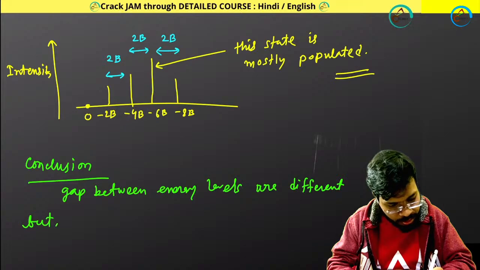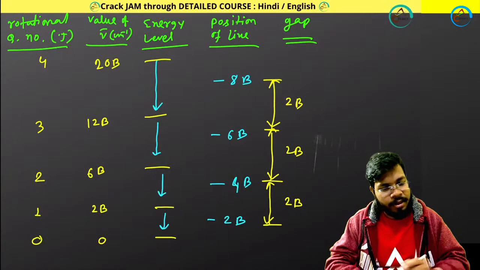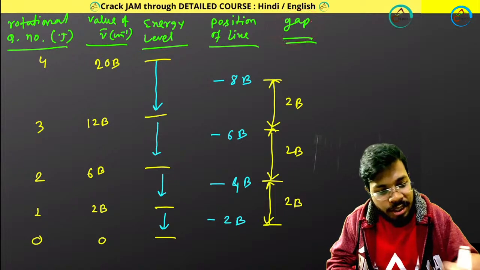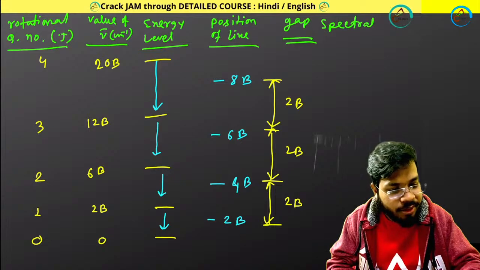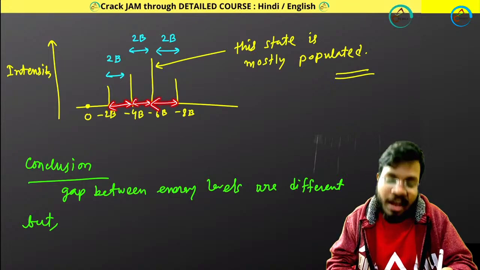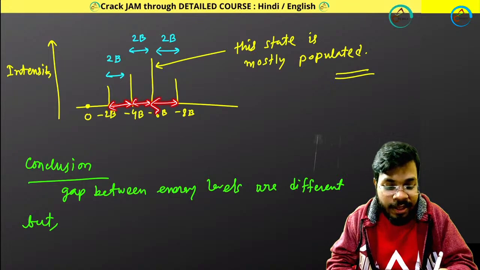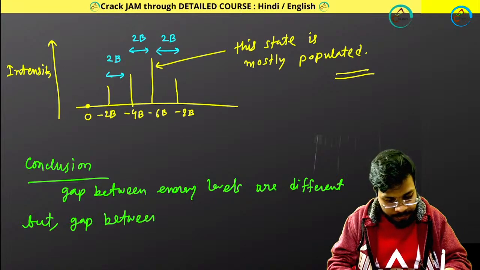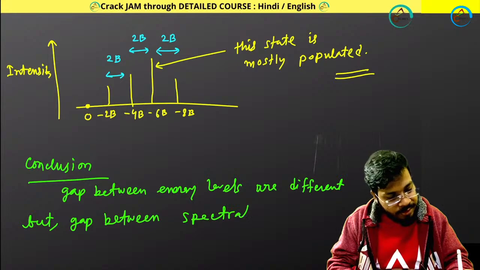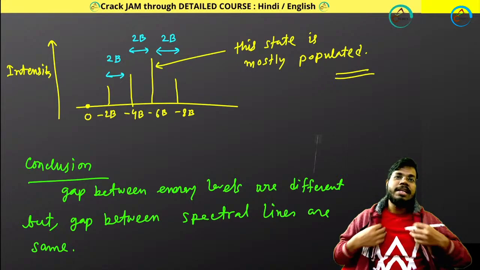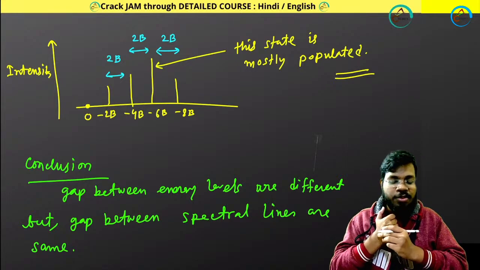but remember, this gap is not the energy gap, this is called the spectral gap. That means the gap between these two lines in the spectra, in the microwave spectra, this gap is the same. The gap between spectral lines is the same. Fine. So this conclusion you are getting.